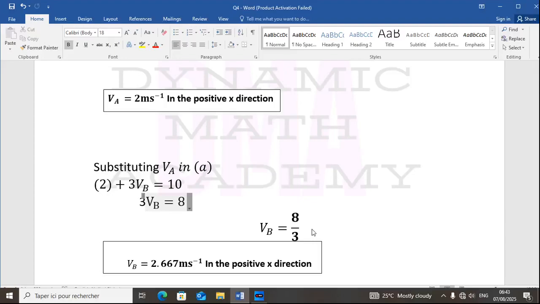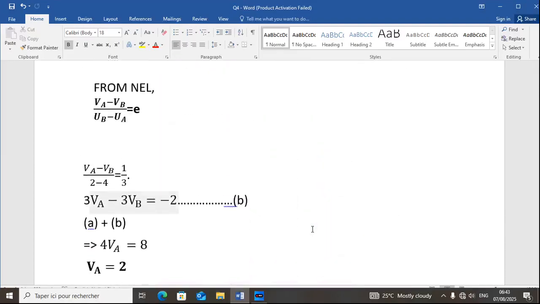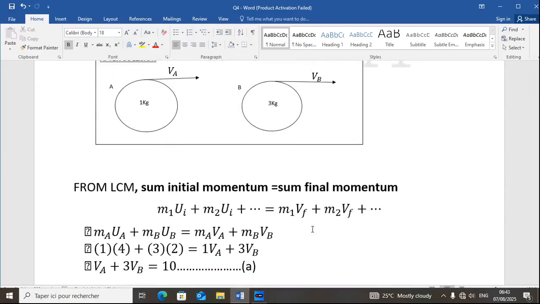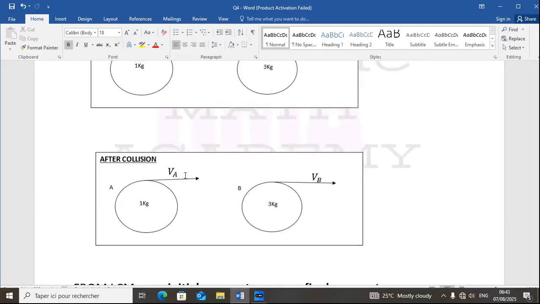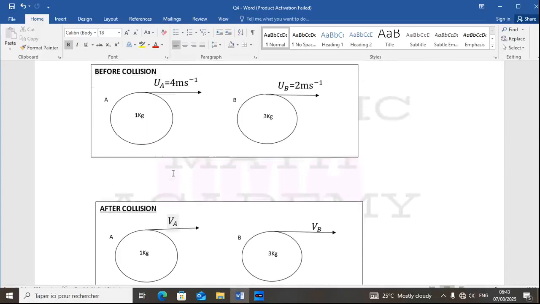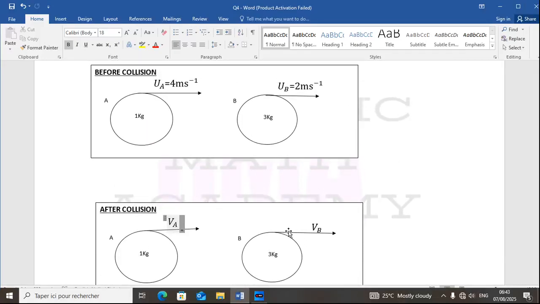So realize that after the impact, the velocity of A has reduced to 2, while the velocity of B has increased. And it's just normal because sphere A gave sphere B more momentum. So that's why the speed has increased, because the initial speed was 2, and then we saw that the final speed was 2.66 something. And it's very normal.